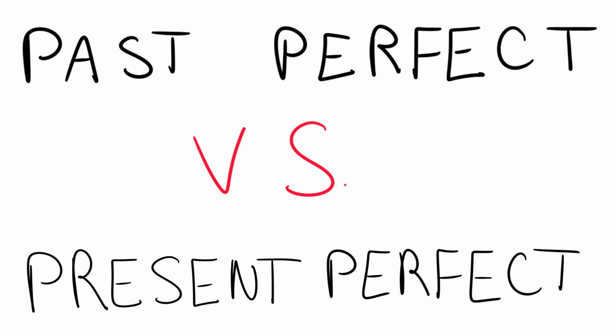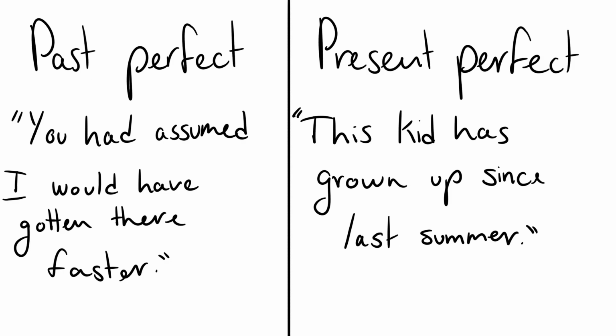The past perfect, on the other hand, is used to describe an action that happened before a certain point in time, and also an action that has been repeated several times at a specific point in the past. It is finally used to express a conditional form like we saw earlier. In a nutshell, the present perfect describes an action that happened in the recent past and could still be ongoing right now, whereas the past perfect describes an action that has happened in the past and continued up to a given point, but is now finished. You had assumed I would have gotten there faster. This kid has grown up since last summer.